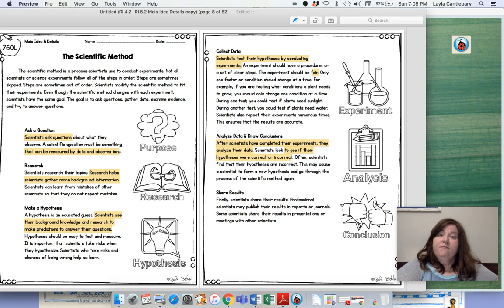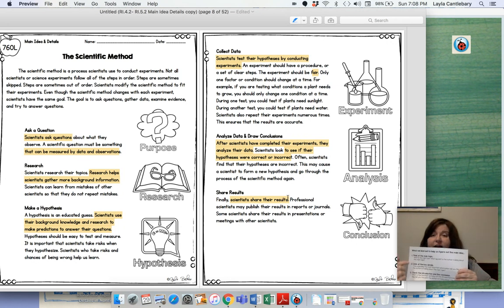Share results. Finally, scientists share their results. Professional scientists may publish their results in reports or journals. Some scientists share their results in presentations, meetings with other scientists. Pause. All right, I think the most important part of this is scientists share their results. That's important. So now we can follow number 1 on our sheet, which was, here, I'll look at it here, right here. You probably can't see it really well, but it says think of the main topic.